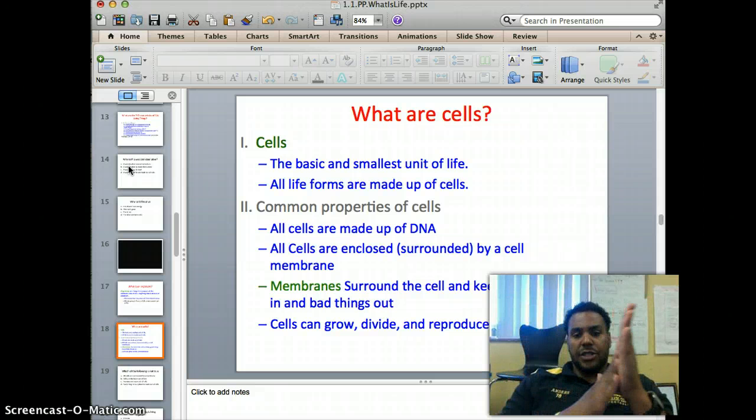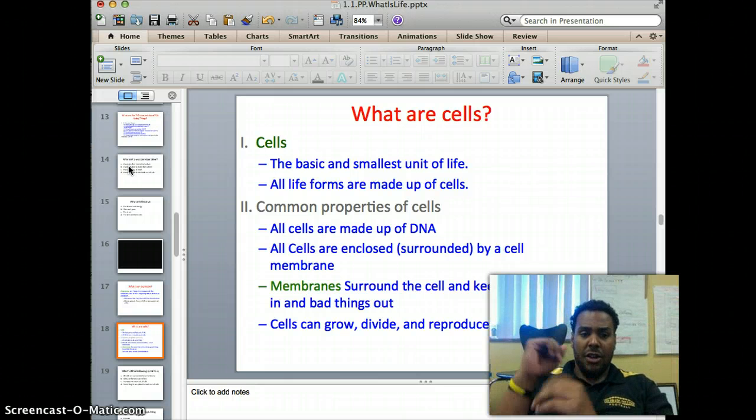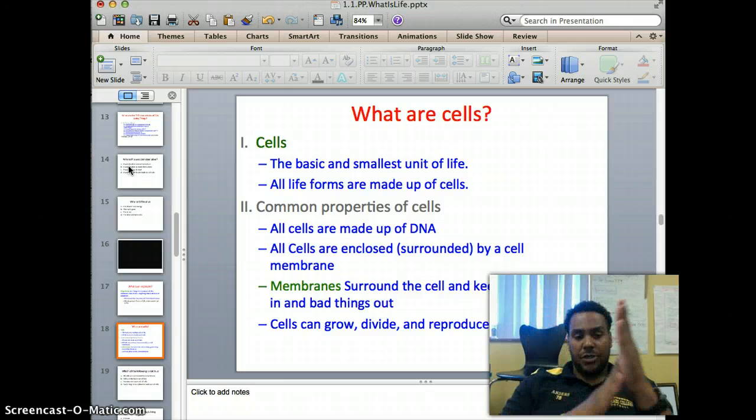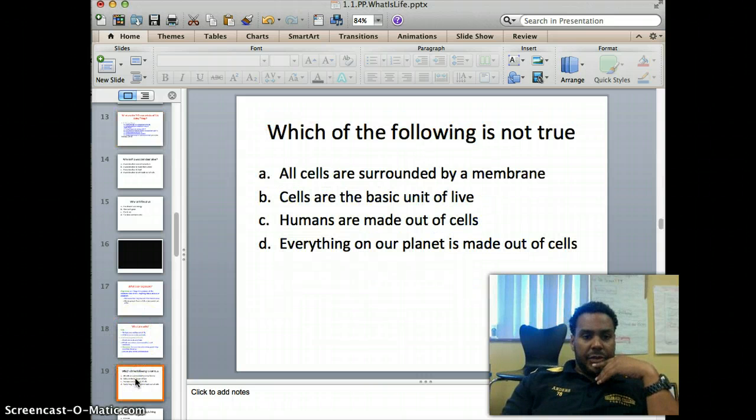So membranes, they surround the cell, they keep good things in, and they keep bad things out. They're the protection, they're the security guard. They make sure that if it's inside the cell, it belongs there, and if it doesn't, it's not coming in. They are the police officer, the border patrol. They make sure that nothing comes in or leaves that isn't supposed to. Cells can grow, divide, and reproduce. That's important. Because if you remember, an important characteristic of life is that all living things reproduce. Number 6.